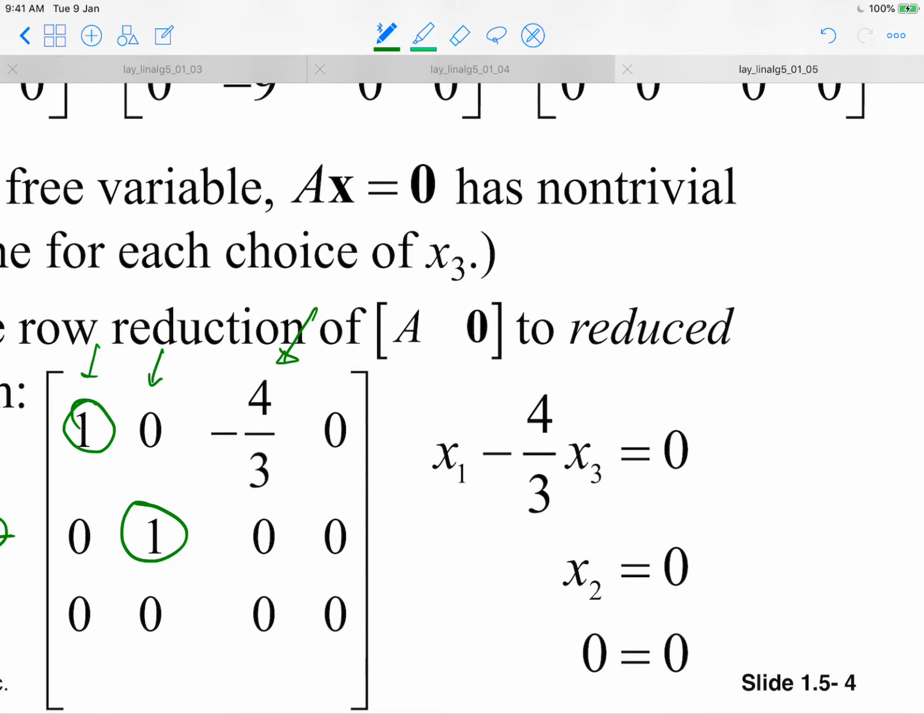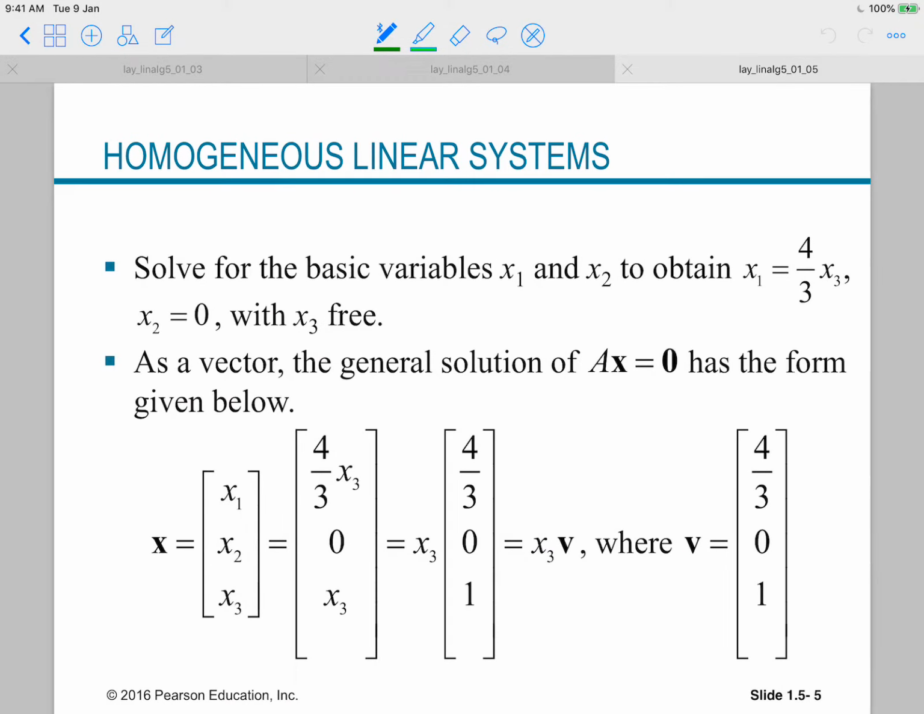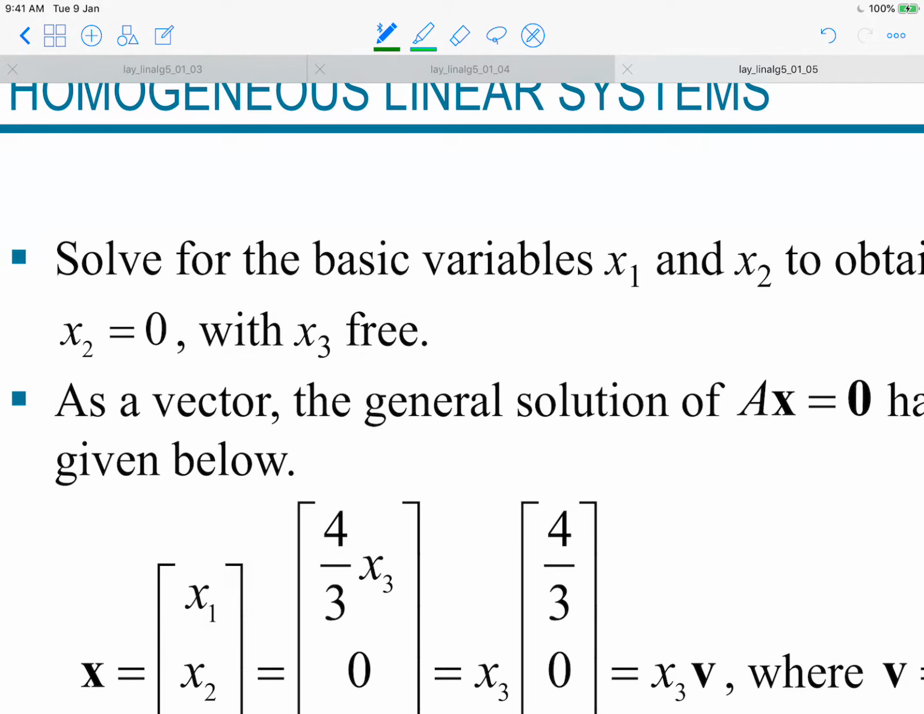And how do we obtain the parametric description of our solution? We just rewrite it into this equation form, leave our basic variables on the left, and move all the free variables to the right hand side. So this guy is going to the right hand side. Okay, so we basically obtain this guy and this guy and this guy. So far so good. It is what we already studied, right?